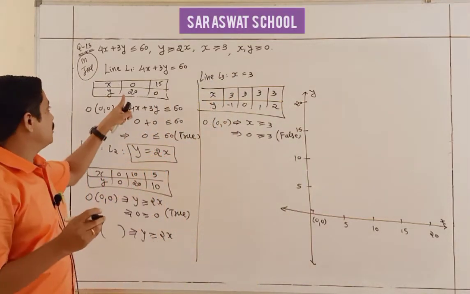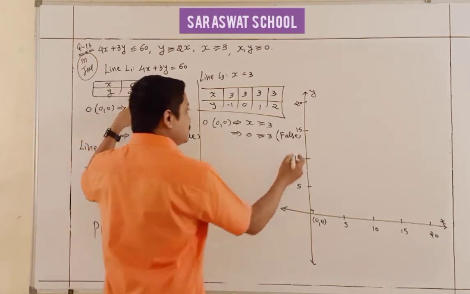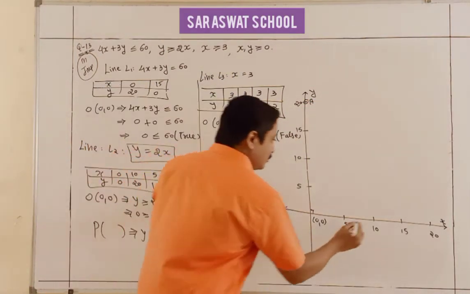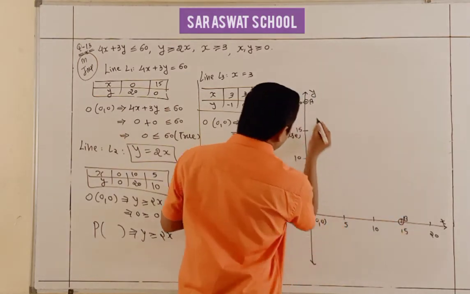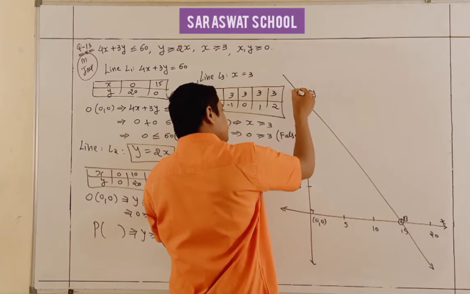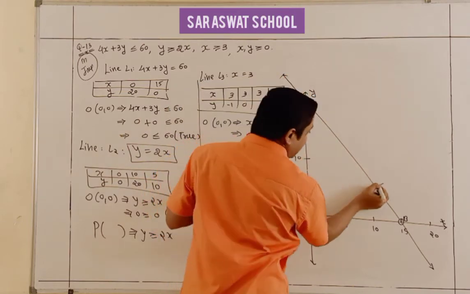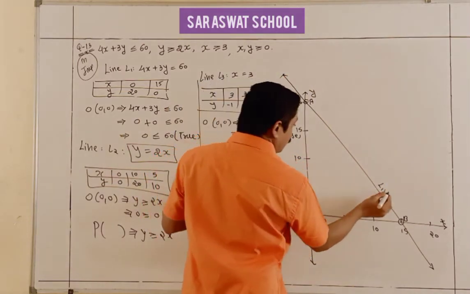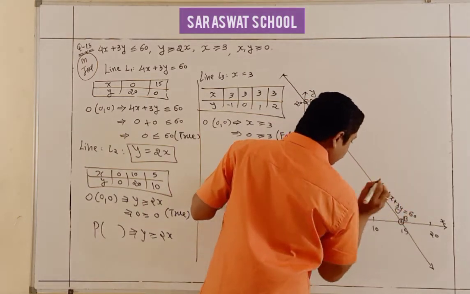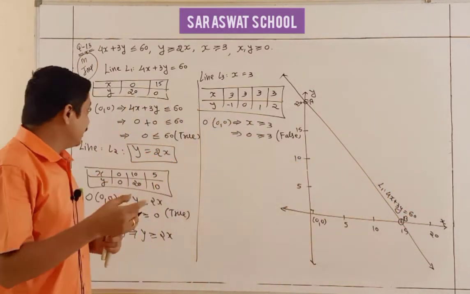First value 0, 20. It means here 0, 8. Second 15, 0. Point B, and both of them connected by the lines. This is that, and that is your line L1, which is 4x plus 3y is equal to 60. Now L1 line is passing through origin.